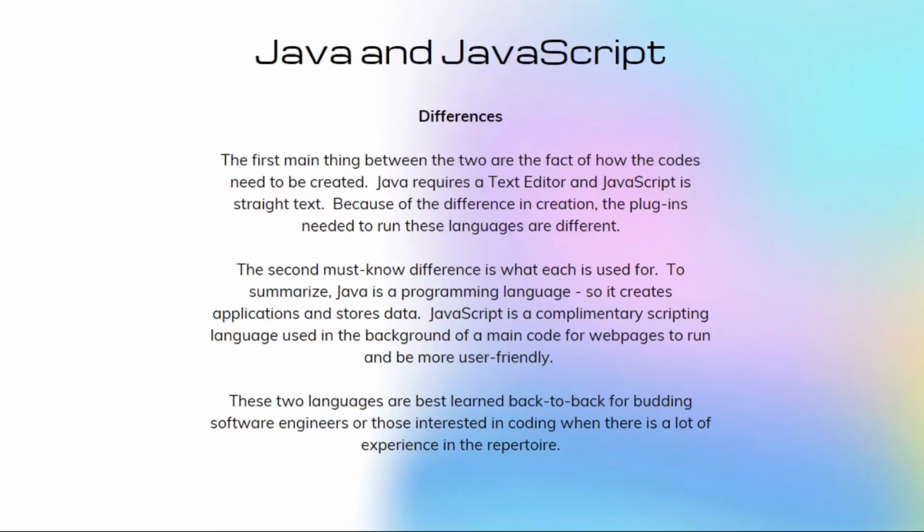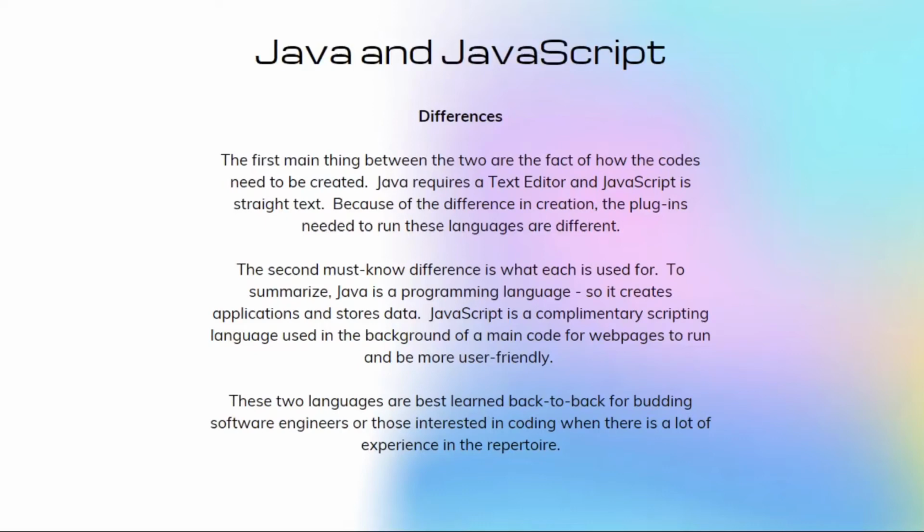As much as I refer to Java and JavaScript as two sister coding languages, there are two stark differences that must be acknowledged before you decide to jump headfirst into learning either or both of these. The first is how they need to be created. Java requires a text editor, and JavaScript is straight text. Because of these two differences in creation, the plugins needed to run them are different. Second is what they are used for.